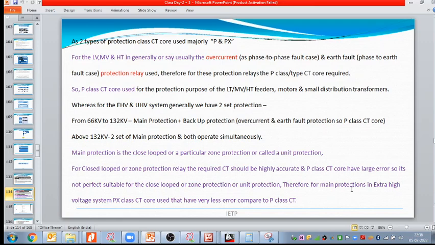Therefore, for main protection in extra and ultra high voltage systems, a PX class CT core is used, and that PX class CT has very little error compared to a P class CT core.